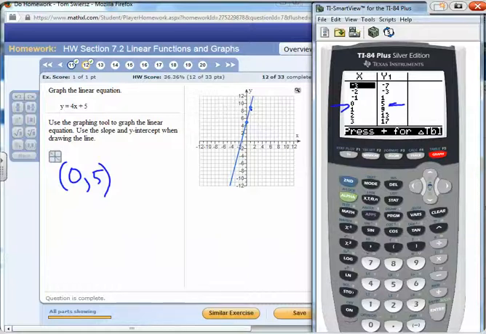Okay, and again, the other way we did it, from that point we went up 4 over 1 using the slope. But here you're given 2 points, 1, 9, you can plot the 2 points, and you'll get the same correct answer.